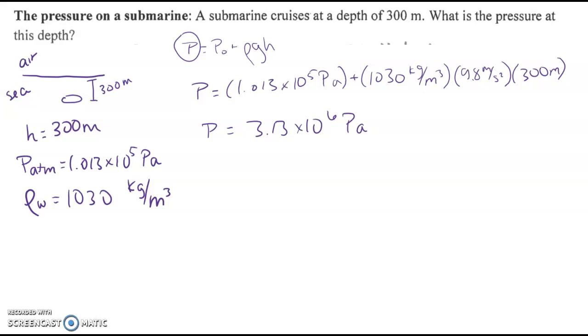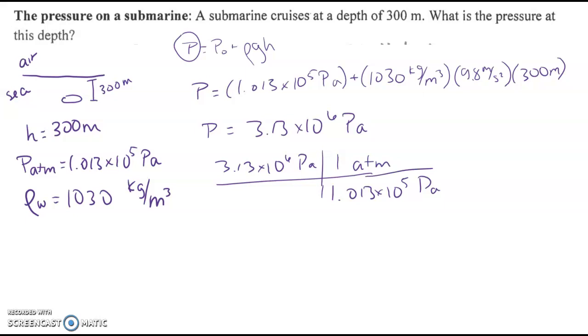All right, what does that really mean? You might be more familiar with atmospheres instead of pascals. We can actually do a quick conversion here. We can take our pascals and apply the conversion that 1 atmosphere is 1.013 times 10 to the 5th pascals, or our P naught term here. And that gives us, all right, so pascals cancel out, leaving us with just atmospheres, and about 31 atmospheres.